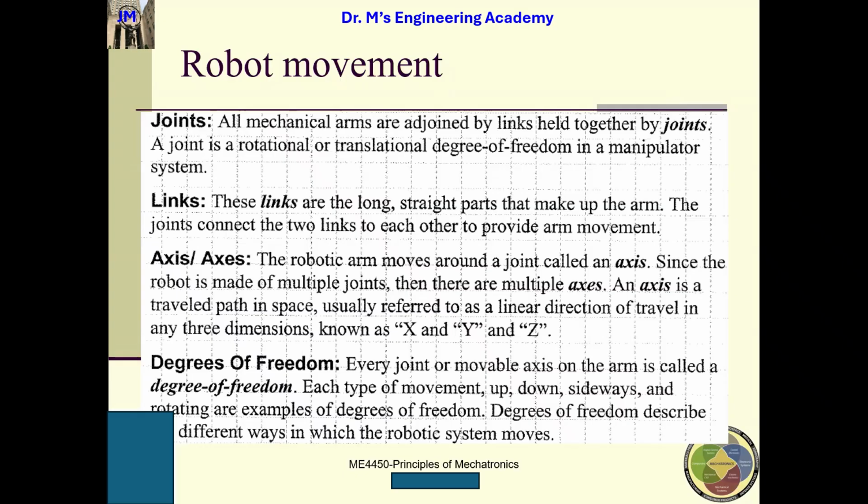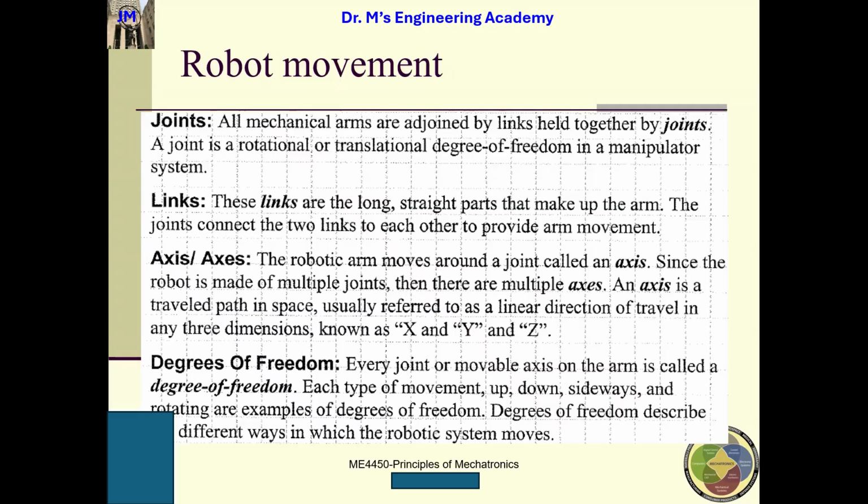So let me ask a question. If we have a generic point here, can somebody tell me how many degrees of freedom this guy has? For a single point, for any generic point. 6, right? Yeah. So that means this guy can move in the x direction, y direction, z direction, and at the same time, it can rotate about the x axis, y axis, and also the z axis. So these are called degrees of freedom.